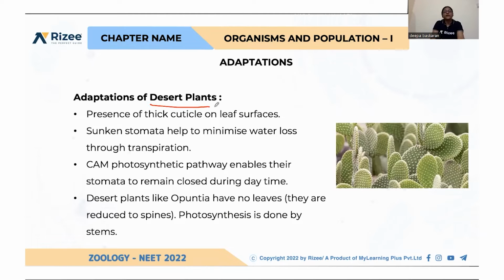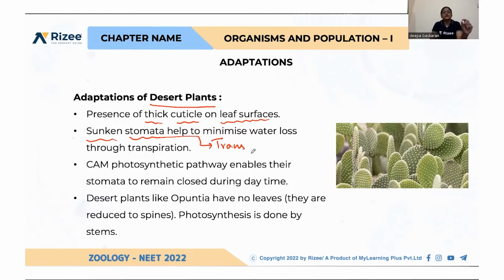Desert plants also have very good adaptations. For example, desert plants have a thick cuticle on their leaf surfaces. What is the role of the cuticle? It prevents water loss. They also have sunken stomata. Stomata are the holes responsible for transpiration.